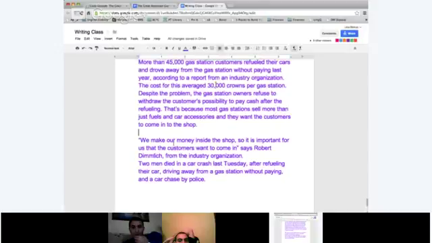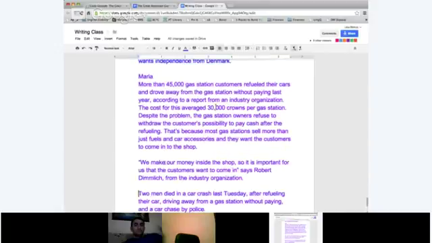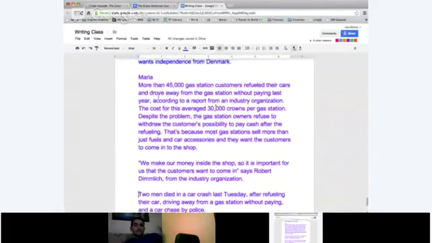Last Tuesday, 2 men died in a car crash after refueling their car, driving away from a gas station without paying, and the car chased by the police. Oh, whoa. All right. So more than 45,000 gas station customers refueled their cars and drove away from the gas station without paying last year, according to a report from an industry organization.